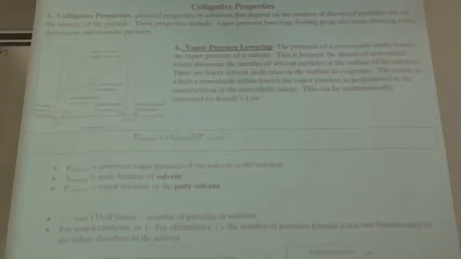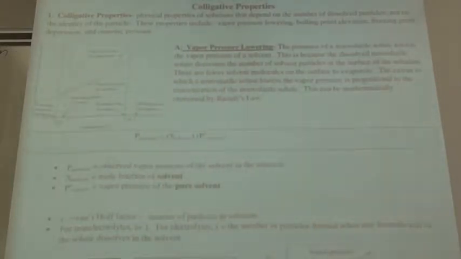Okay, so today we're going to talk about colligative properties, and a colligative property is a property that does not depend on what you put into a solution. It just depends on the amount that you put in. There are 4 colligative properties, and they are vapor pressure lowering, boiling point elevation, freezing point depression, and the concept of osmotic pressure, and we will talk about that in just a minute.